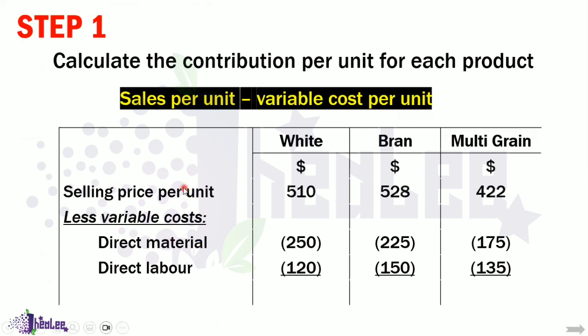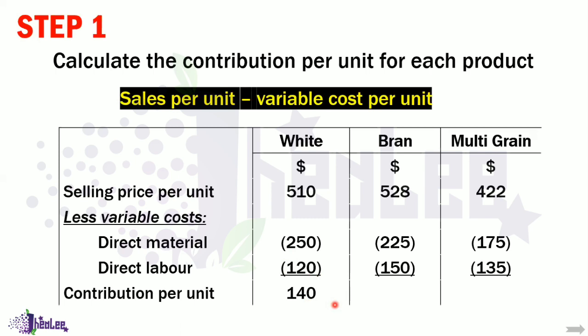So now that we have our selling price and we have our variable cost, we're now going to produce the contribution per unit. So for the white, the selling price is $510, and we're going to subtract the direct material cost and the direct labor cost, and that gives us a value of $140 for the contribution per unit of white bread.